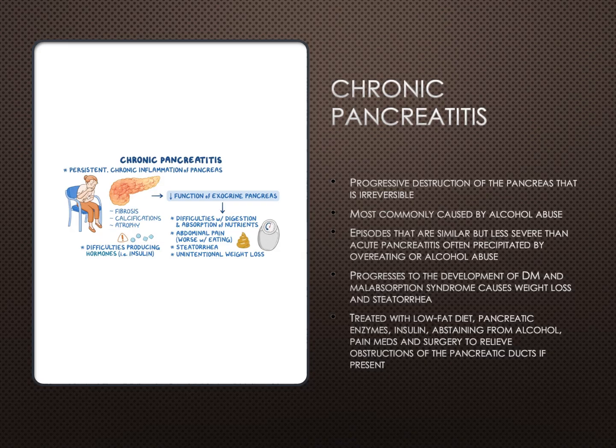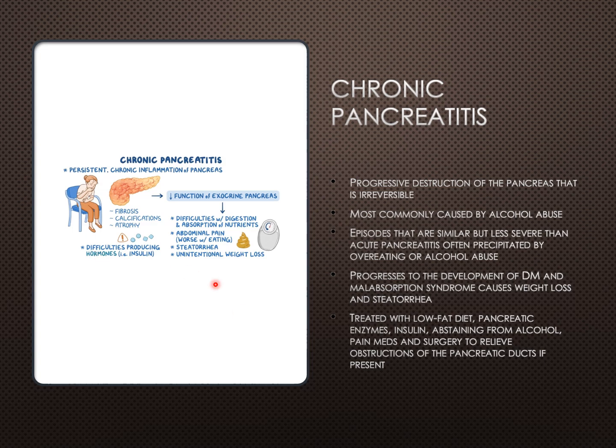Chronic pancreatitis is a persistent chronic inflammation of the pancreas, and it leads to progressive destruction of the pancreas itself. One of the big differences between chronic and acute pancreatitis is that the destruction of pancreatic cells that we see in chronic pancreatitis is not reversible. This is most commonly caused by alcohol abuse. And people experience episodes that are similar to what we see in acute pancreatitis as far as clinical manifestations, but they're usually far less severe. And they're often precipitated by an event like overeating or chronic alcohol abuse.